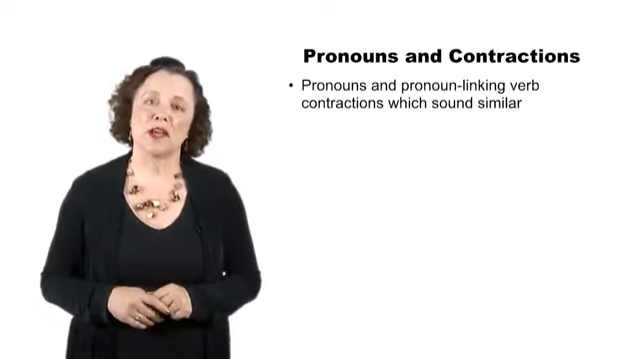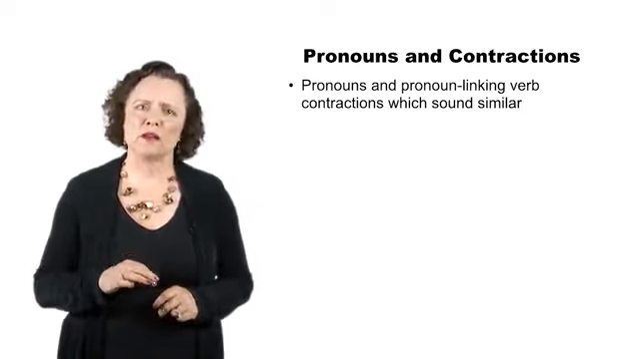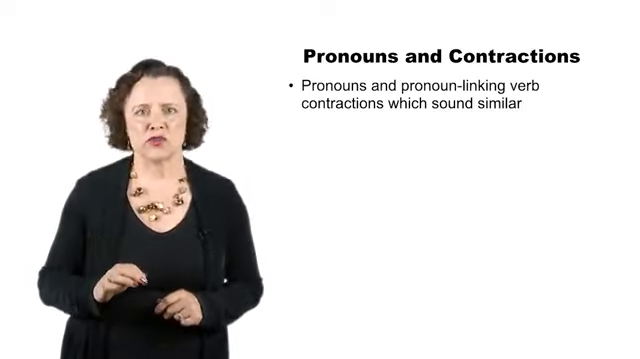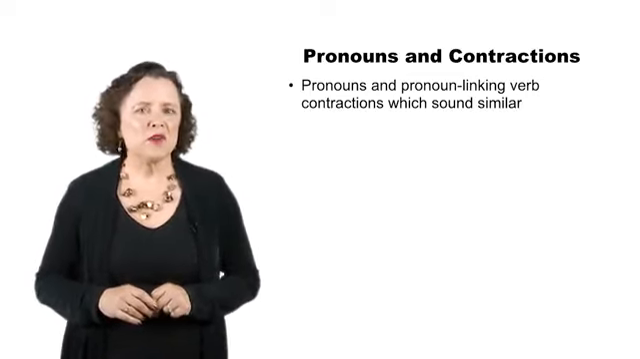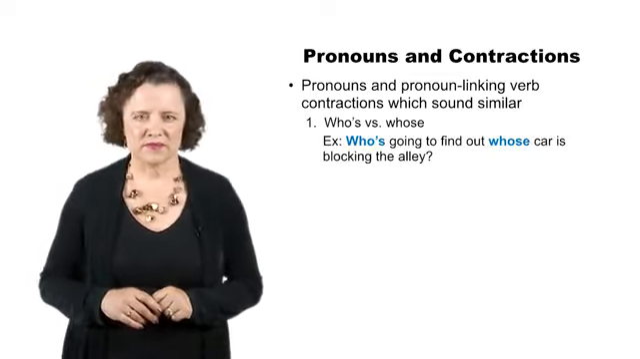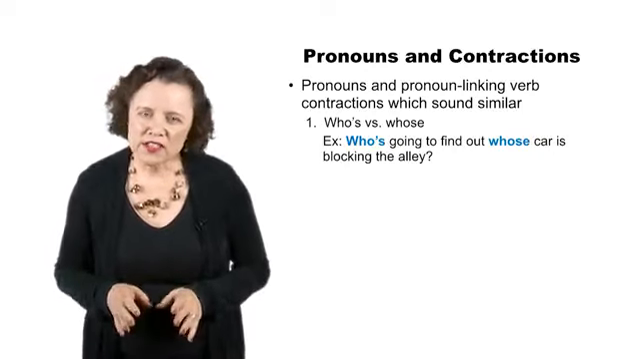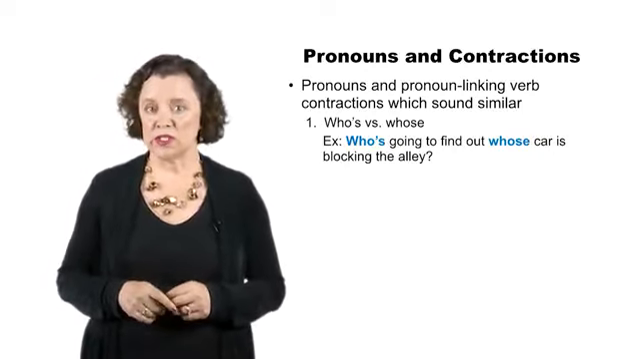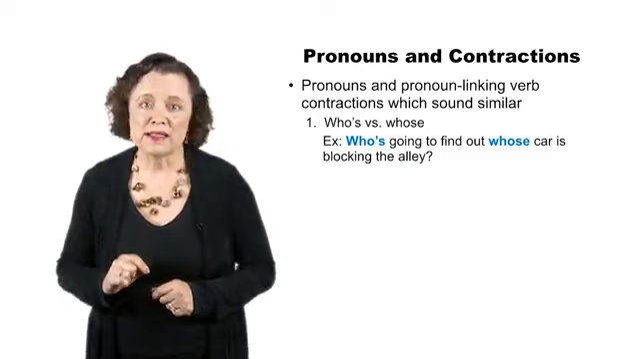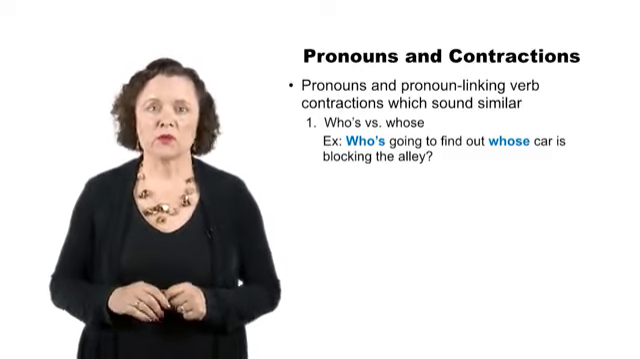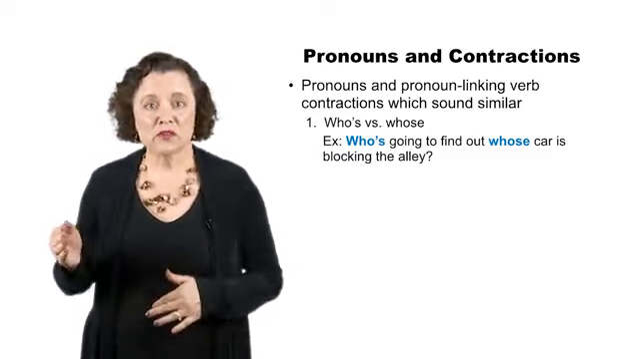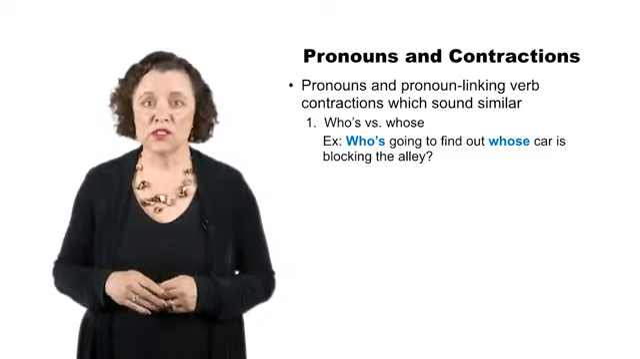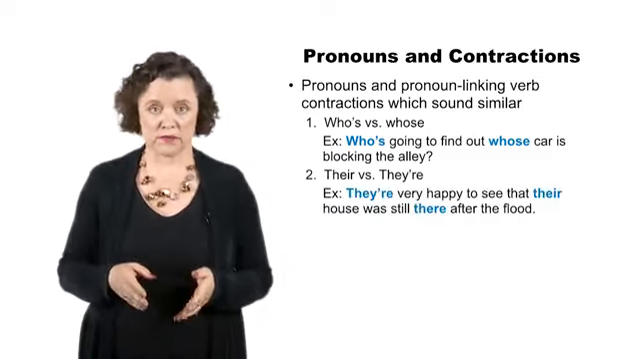Another type of common error in writing is the use of pronouns and pronoun linking verb contractions, which sound similar. Following are three of the most common ones. The first is the two forms of the word whose. The WHOSE form of the word refers to ownership of something, but the WHO'S form is a contraction of who and is.